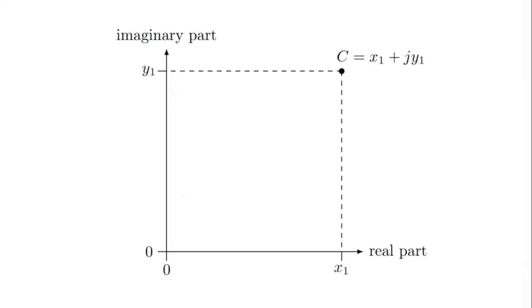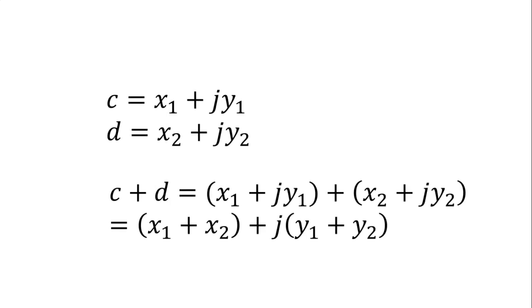To make complex number algebra possible, scale the imaginary part of C by j, which represents the square root of -1, and add it to the real part of C to obtain a complex number representation, C equals x1 plus jy1. Because these two terms essentially describe directions that are perpendicular to one another in the xy plane, x1 cannot be combined with jy1. However, when adding together complex numbers C and D, the correct result is obtained by keeping real and imaginary parts separate when combining terms.